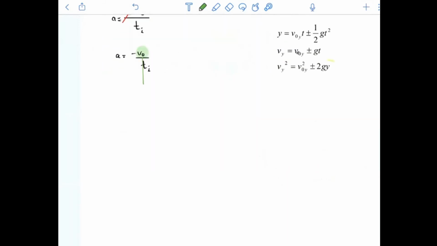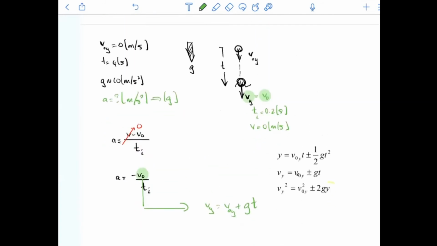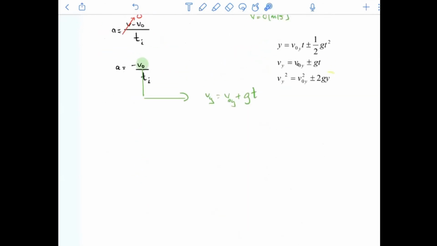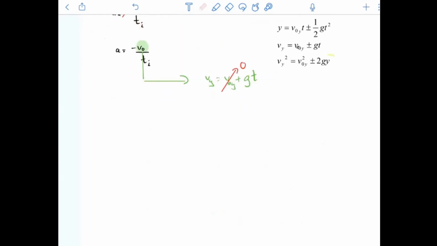All right, so for this, that's the one that I need to isolate. Final speed equals initial speed plus g times t. I know that the initial speed here is 0, so that term is going to drop out. So just get rid of this, and here's what we got. It's going to be g times t.